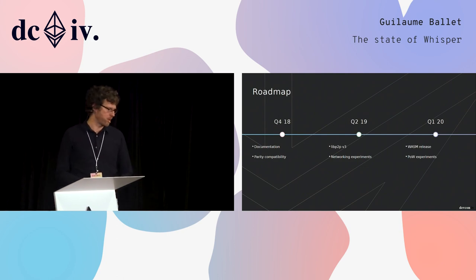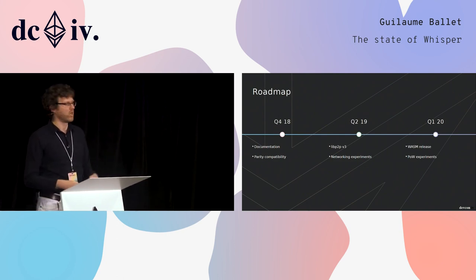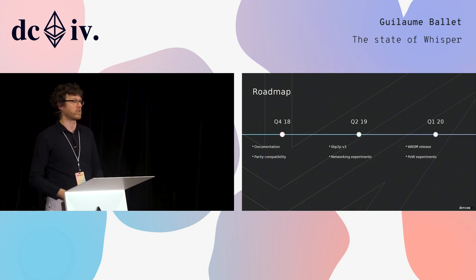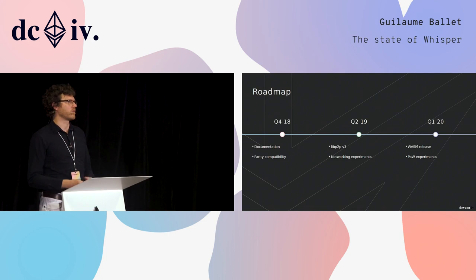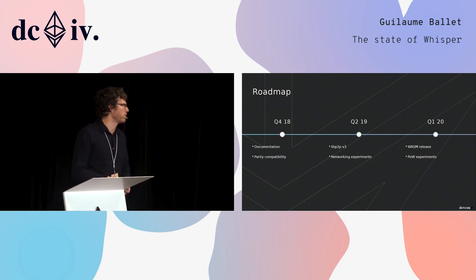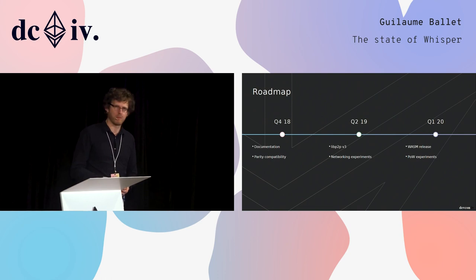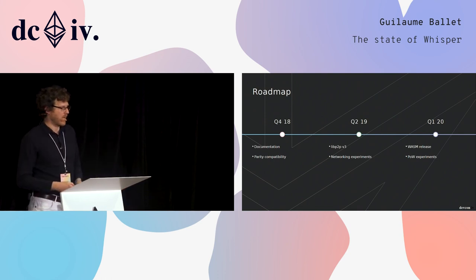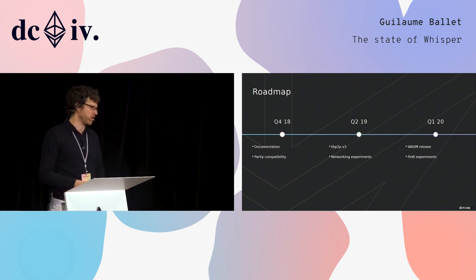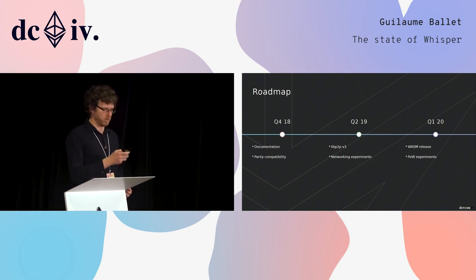I'll end with a roadmap. So the easy stuff first: documentation, parity, compatibility. Then around the middle of next year, I hope to be able to publish some results about my networking experiments. Maybe the collaboration with LibP2P will be fruitful, and we can provide some LibP2P-enabled geth. And then early next year, WASM and the proof of work experiments.